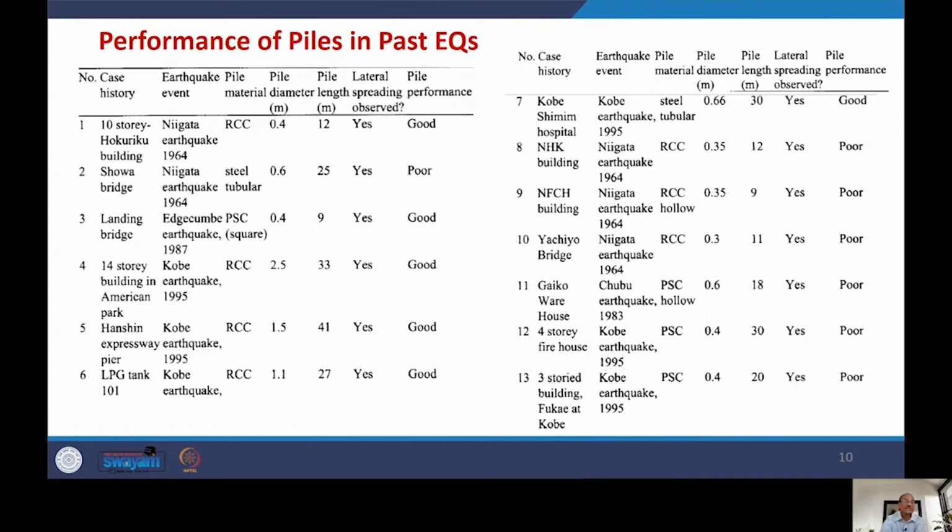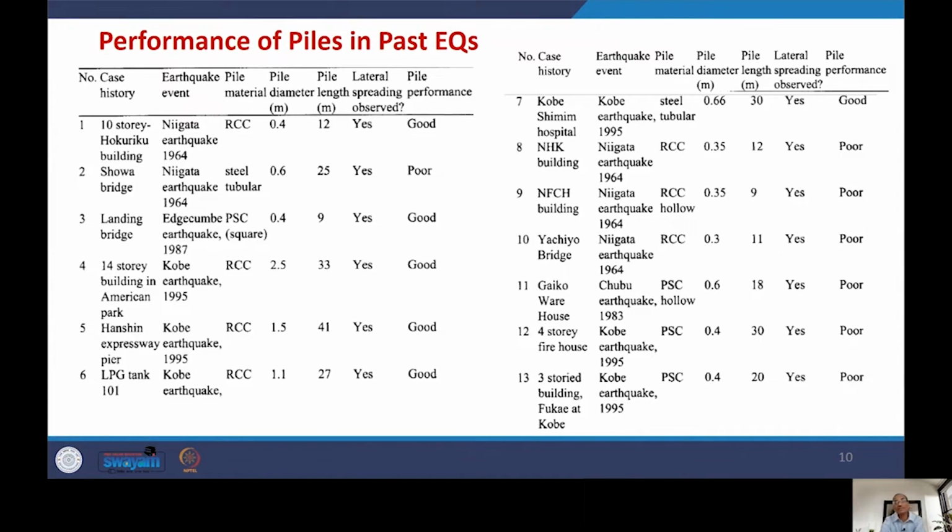You could see that in this table there are numerous examples of the Niigata earthquake. Number 1, number 2, then you could have number 8, 9, 10. Then another earthquake occurred in 1995, the Kobe earthquake, and during the Kobe earthquake also there was a lot of liquefaction, and there are many examples here in this table related to the Kobe earthquake, number 4, 5, 6, 7, and then 12 and 13 also.